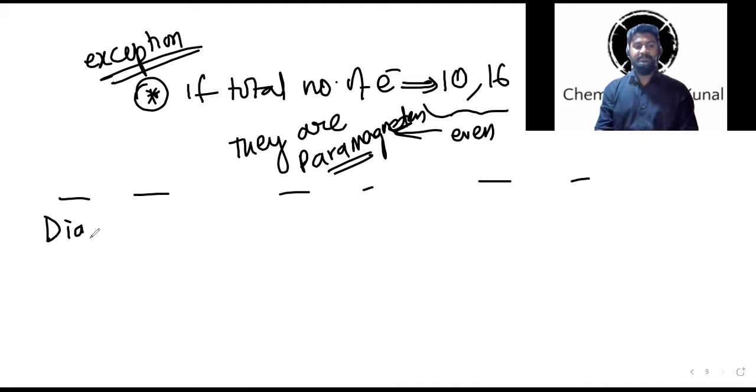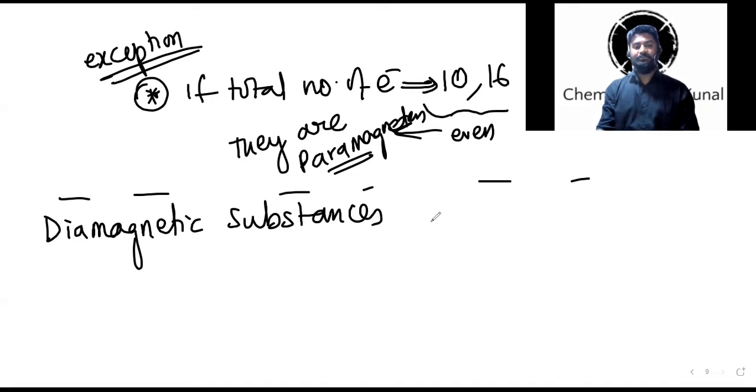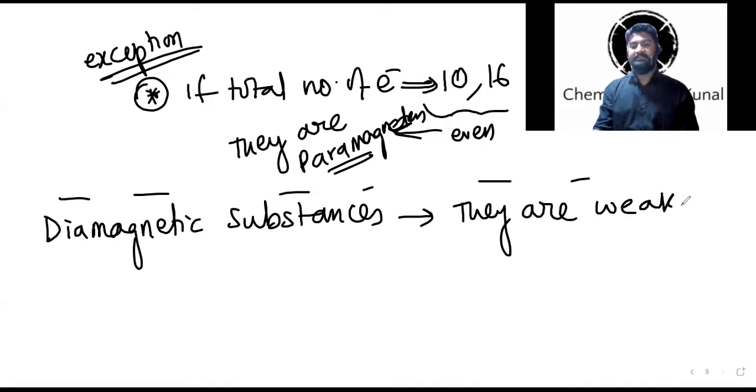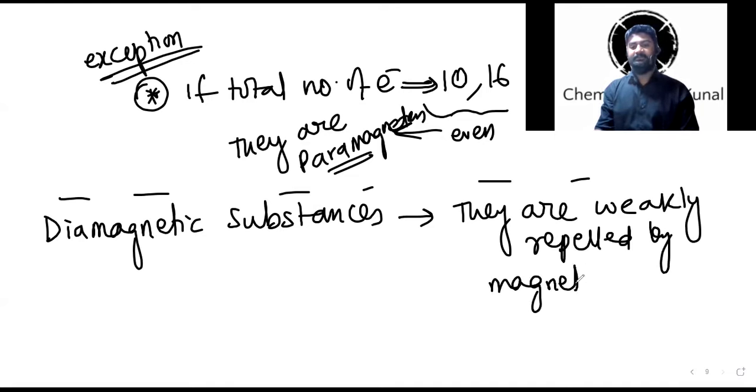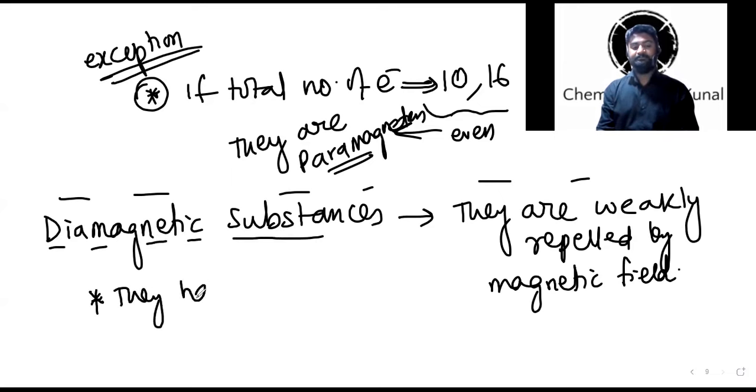How about diamagnetic substances? Diamagnetic substances are the ones which get repelled. They are weakly repelled by the magnetic field, which changes the game. So how do we know they are going to be repelled? Because they have no unpaired electrons in them.